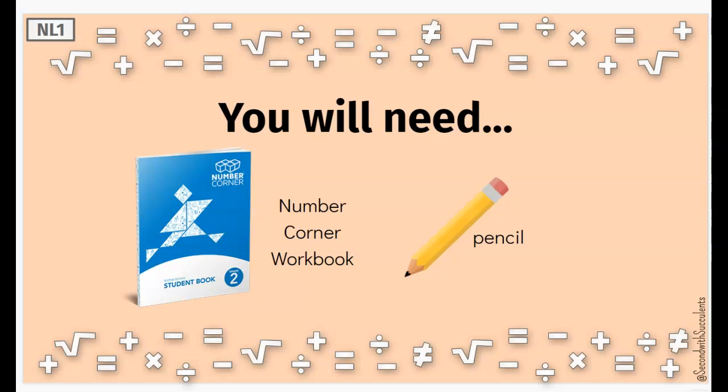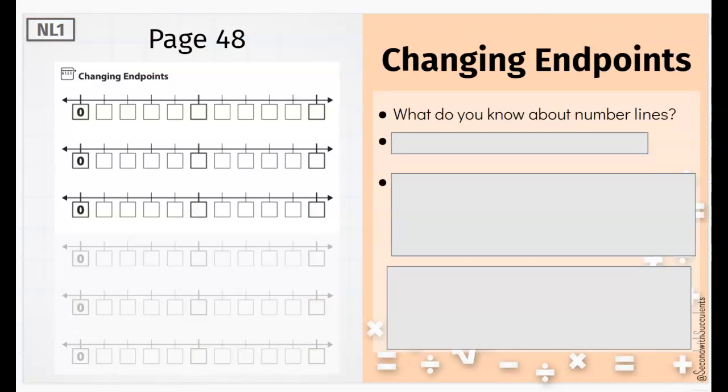Once you have your Number Corner book, let's open it up to page 48. This page is called Changing Endpoints. Once you have your book open, I want you to have a look at the page. What are some things that you're noticing about these number lines that we see?